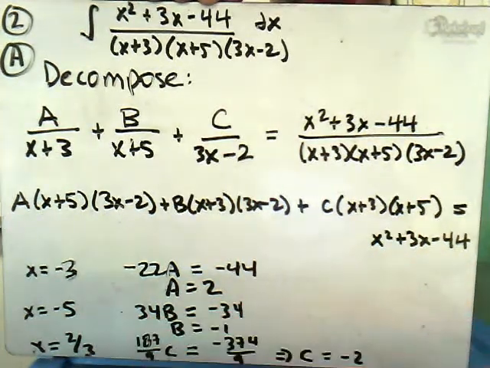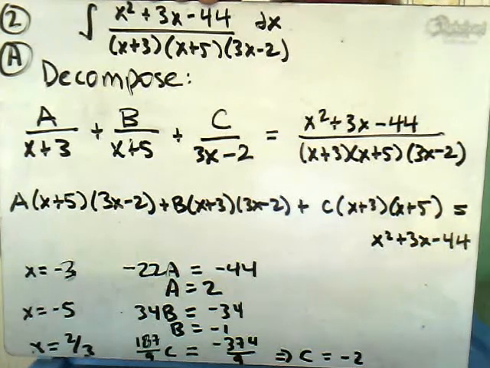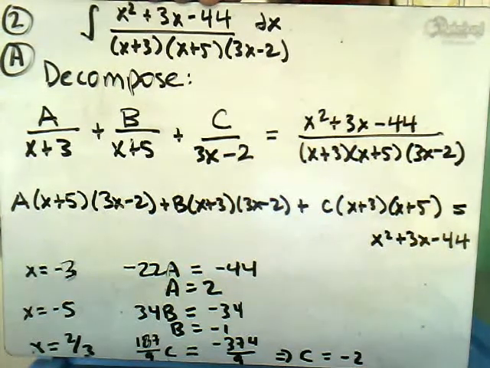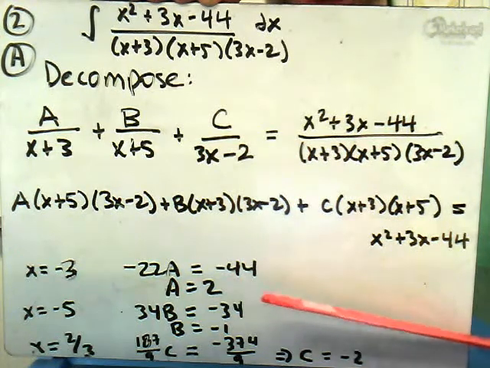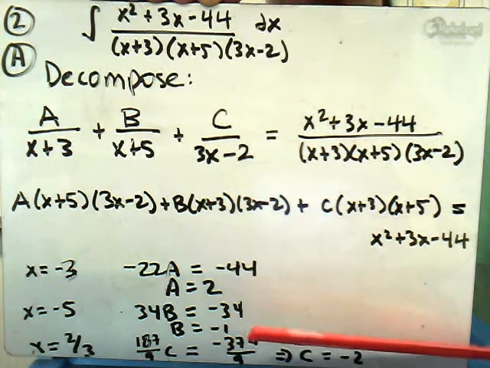Our next factor is x is equal to negative 5. When we plug in negative 5, all of the a and the c portions cancel, which leaves us with just 34b is equal to negative 34, and b is equal to negative 1.